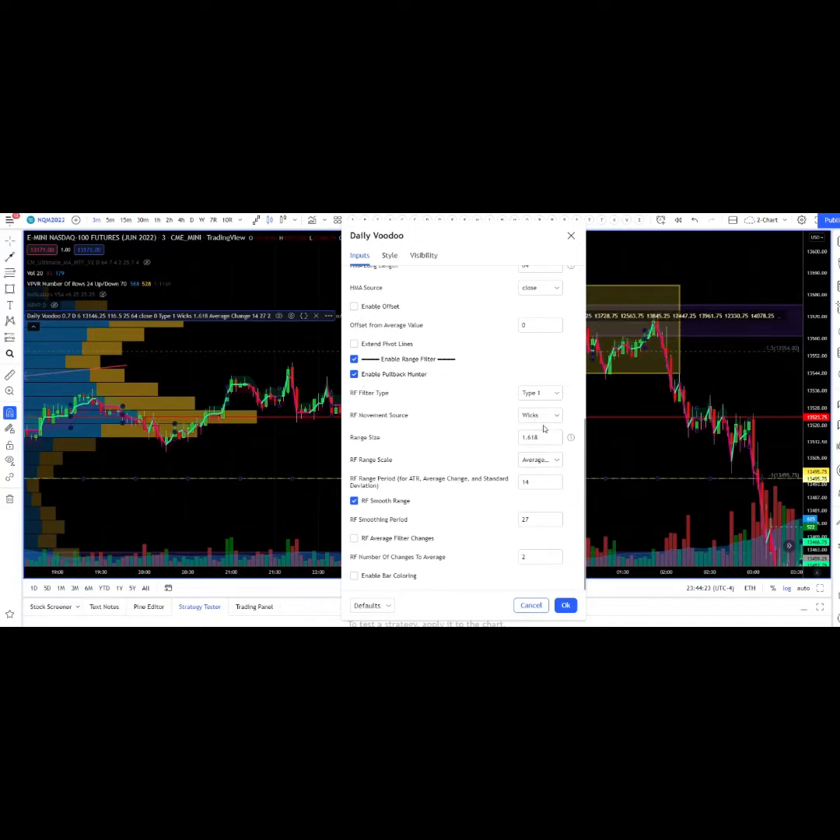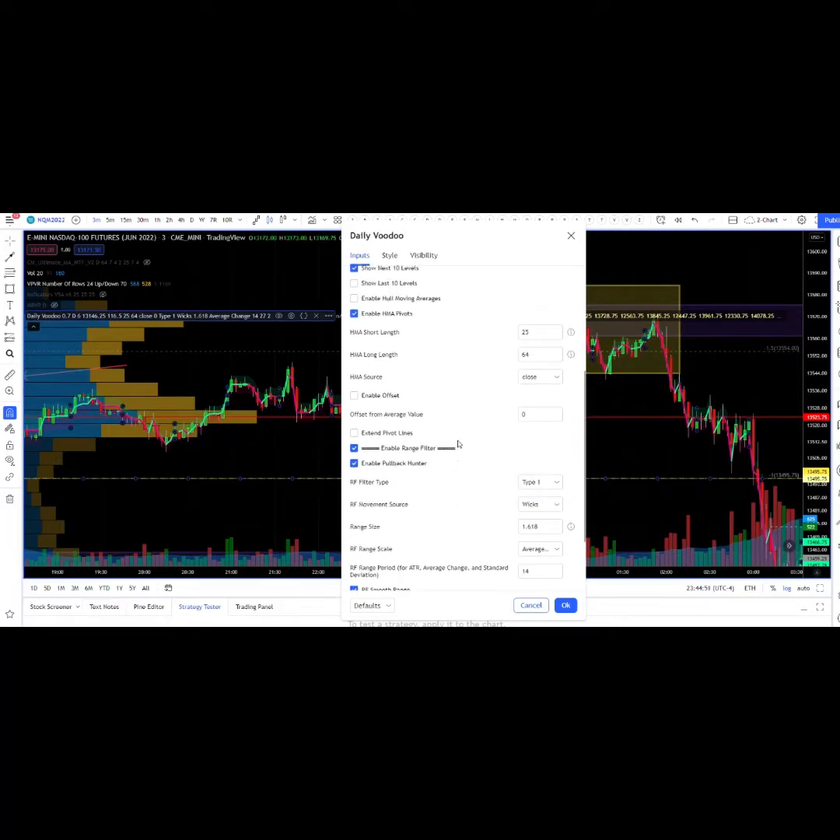You might have to adjust wicks to close or close to wicks. You can see when you have it on close, it's a tighter line and a tighter cloud, which some people might prefer. But I like seeing all of the little micro changes that happen when you get the wicks involved, because I don't mind having a little bit of noise, but I don't want to miss any pullbacks when I'm looking for them.